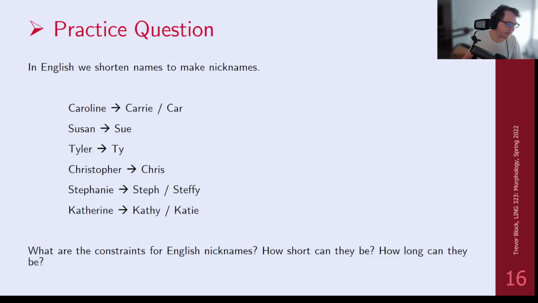And we're going to think about syllables and CV templates to answer this problem. So in English, we shorten names to make nicknames. So we can change Carolyn to Carrie or Care. We can change Susan to Sue, Tyler to Ty, Christopher to Chris, Stephanie to Steph or Steffi, Catherine to Kathy or Katie. Now, I'm going to transcribe most of these. So there's Carrie and there's Care.